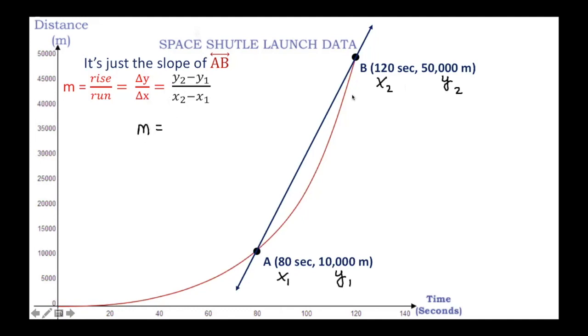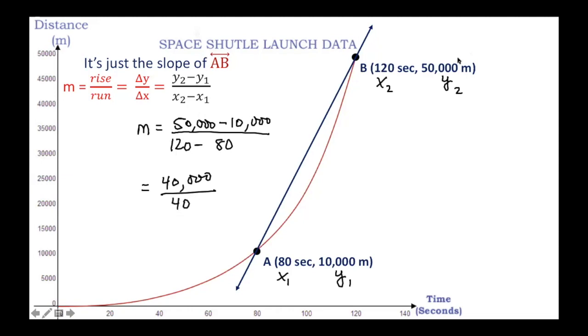So our second y is 50,000 meters minus our first y is 10,000 meters. Okay, that was our change in height, vertical. And our change in horizontal or time would be gotten by 120 seconds minus 80 seconds. Okay, so if we simplify this a little bit, 50,000 minus 10,000 is 40,000 over 120 minus 80 is 40.